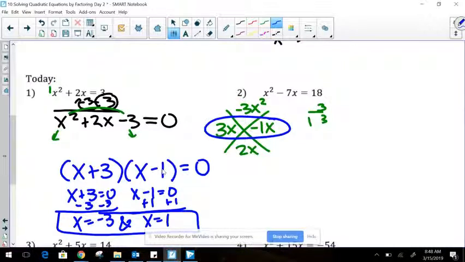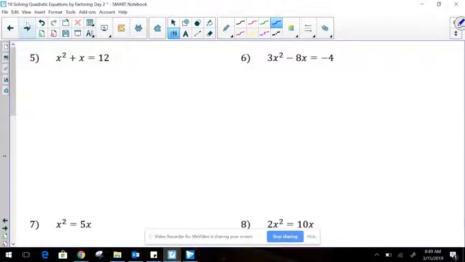So the rest of the problems on this front side, same idea. You want everything equal to 0. So I would just subtract over 18 in this example, and then we factor. Okay, so easy enough. Let's turn over to the back side. Do 2 on the back side for you.